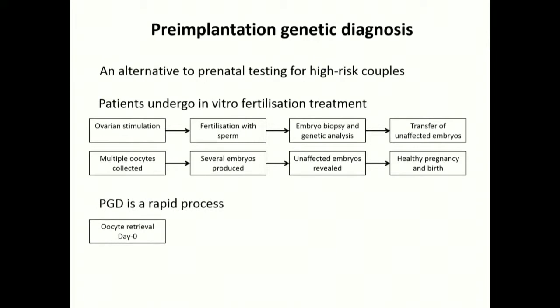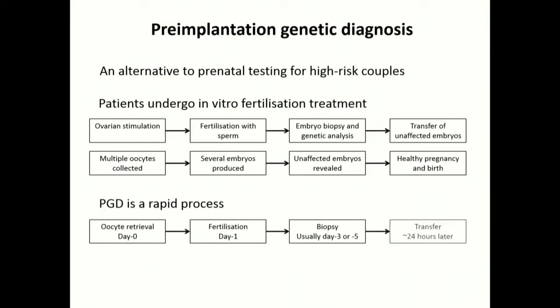Traditionally, PGD has been a very rapid process. The embryos, as I say, are biopsied either on day 3 or day 5. They usually need to be transferred no later than the morning of day 6, and so there's a very narrow window of time to do the analysis. Oocyte retrieval is usually referred to as day 0. Fertilization has happened by day 1, biopsy day 3 or 5, transfer usually about 24 hours later.